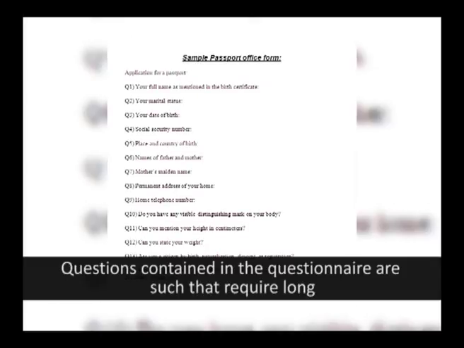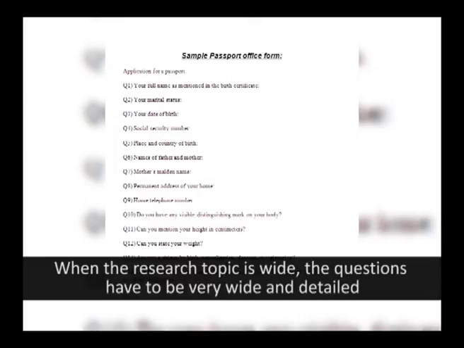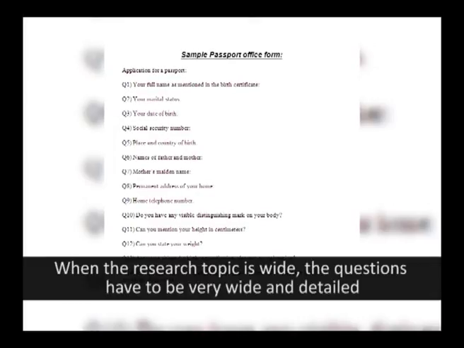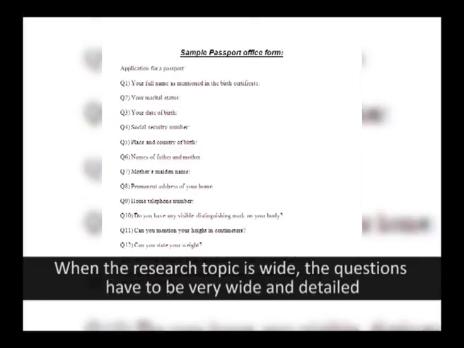Questions contained in the questionnaire are such that require long answers. When the research topic is wide and controlled observation is to be made, the questions have to be very wide and detailed. When the respondent gives detailed information only, then it is possible for the investigator or researcher to analyze the information.